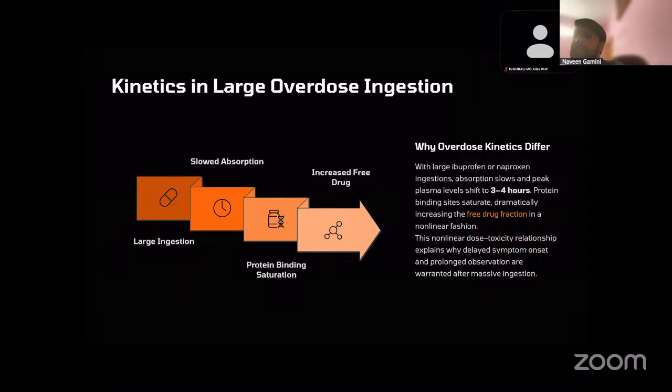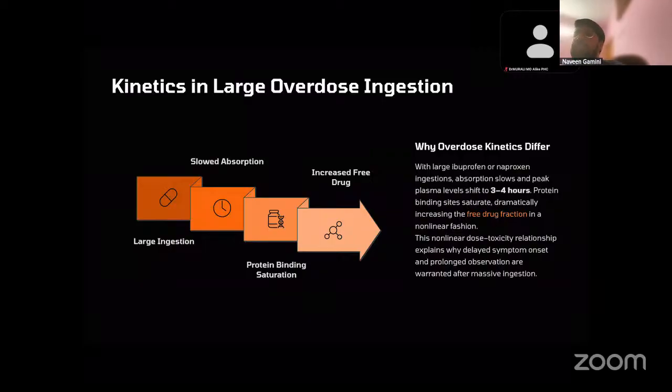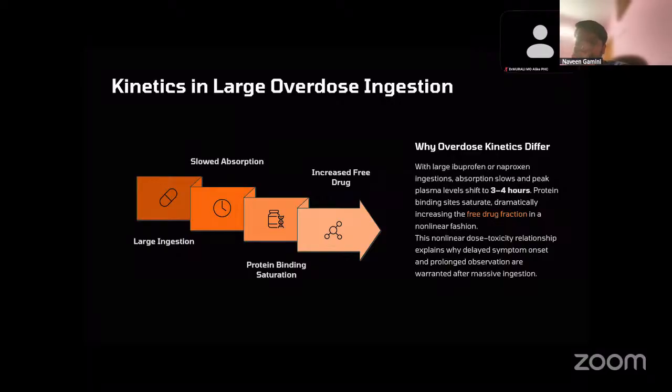This non-linear dose toxicity relationship explains why delayed symptom onset and prolonged observation are warranted after massive ingestion. So you should understand that it is not a linear kind of relationship.